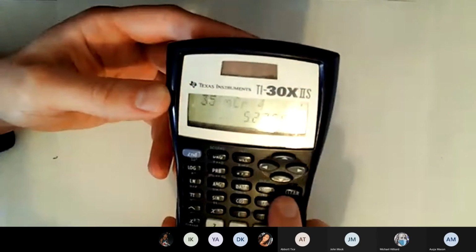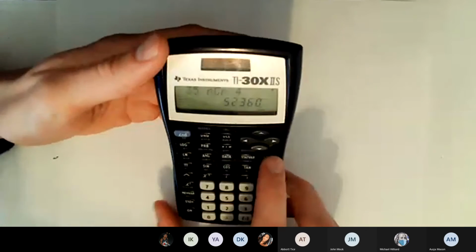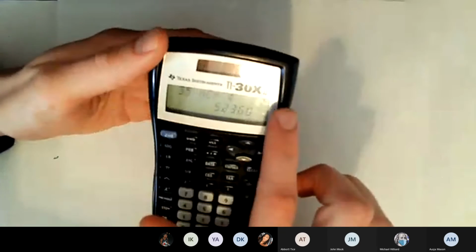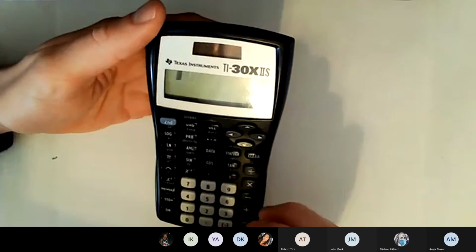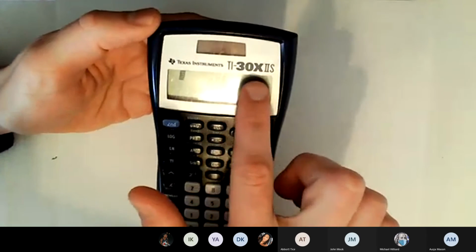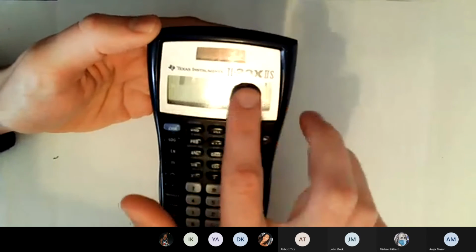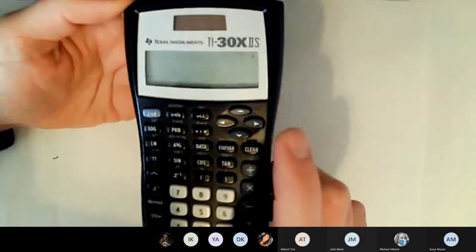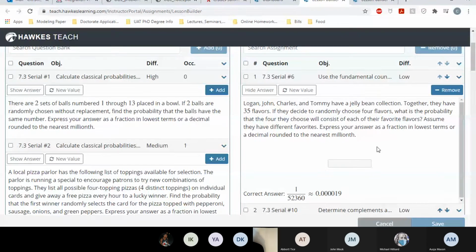I mean, how nice is that? So if you don't have a calculator like this, go Google the name of your calculator, which would be like TI 30X, whatever it might be. It'll be written on the calculator somewhere. And then type the name of your calculator and then permutations. And Google or YouTube will show you how to do it. All right, let's go back here.